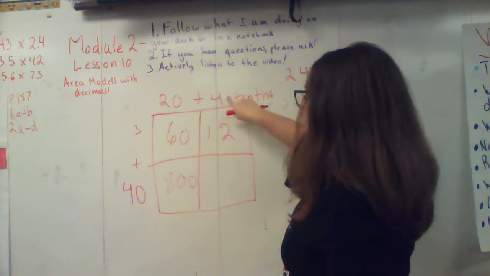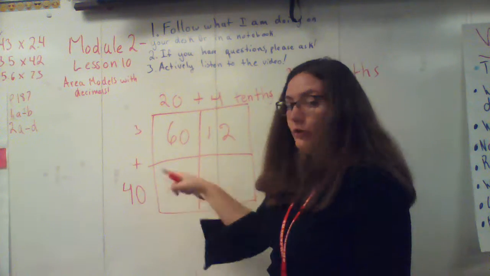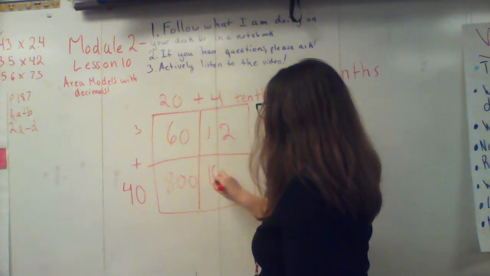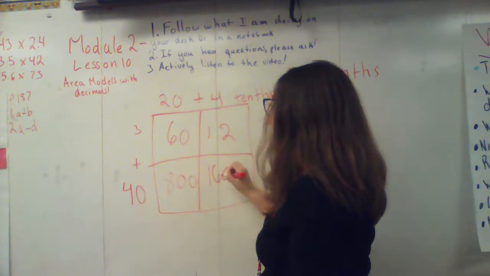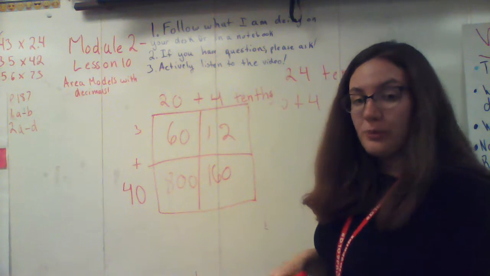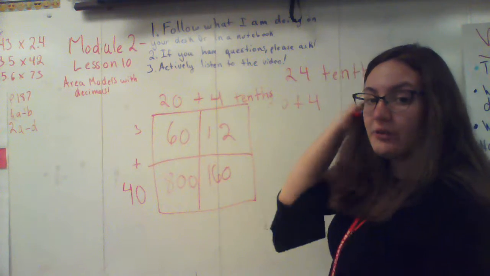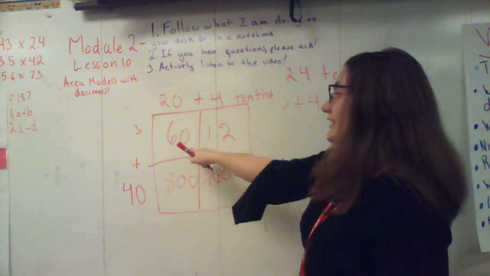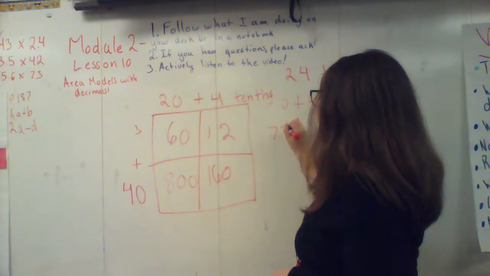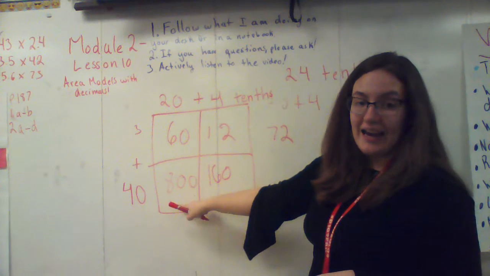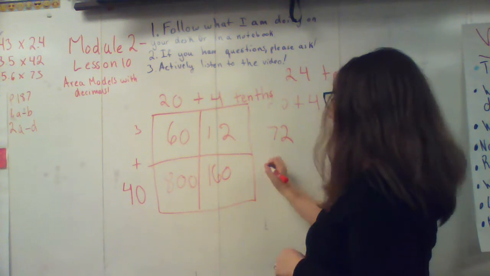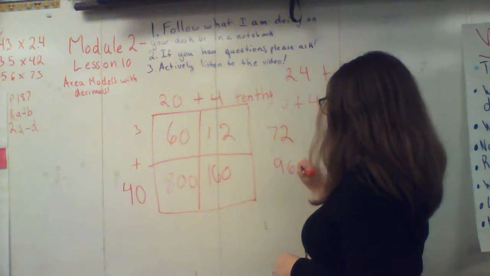After that, we need to do 4 times 40. So 4 times 4 is 16. And I have 1 0 to add. I now have my partial products, but I need to then add these up to get my final answer. So 60 plus 12 is 72, and 80 plus 160 is 960.